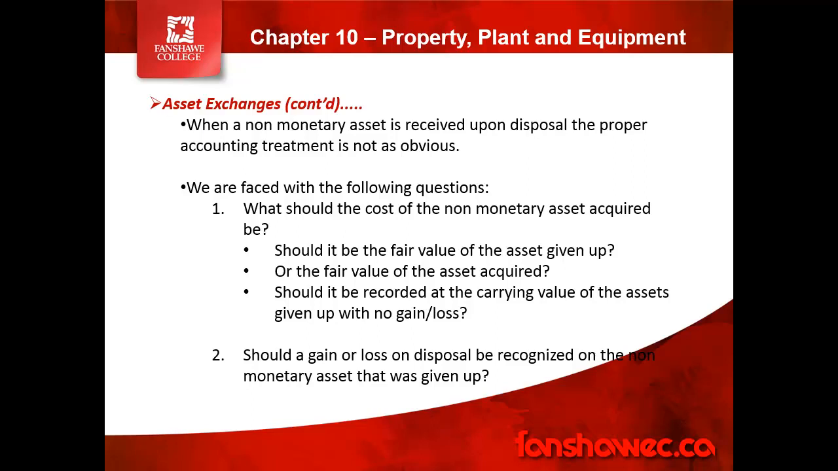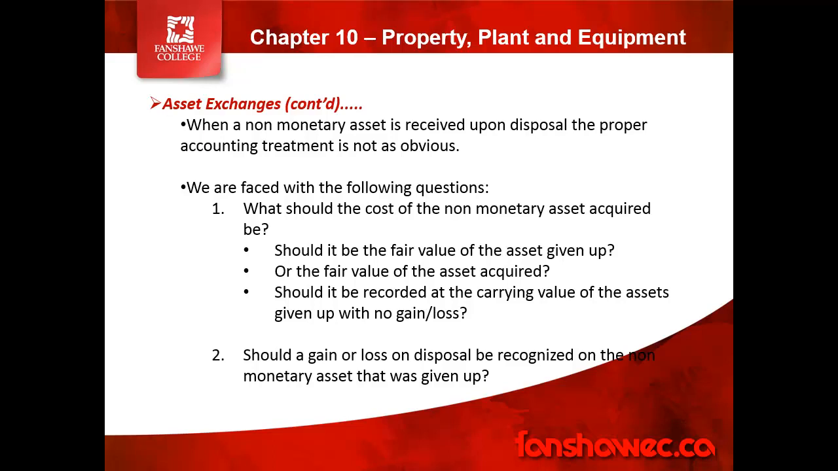The first and most important question is, what do I set that new non-monetary asset up for? In the example we're going to look at in this video, we're looking at a pickup truck that's exchanged for a piece of equipment. If I'm trading away my pickup truck and getting back a piece of equipment, what do I debit that new equipment for? Should it be the fair value of the asset that I gave up? Should it be the fair value of the asset I got? Should it be recorded at some other value, like the carrying value of what I gave up? And unfortunately, the answer is it depends.